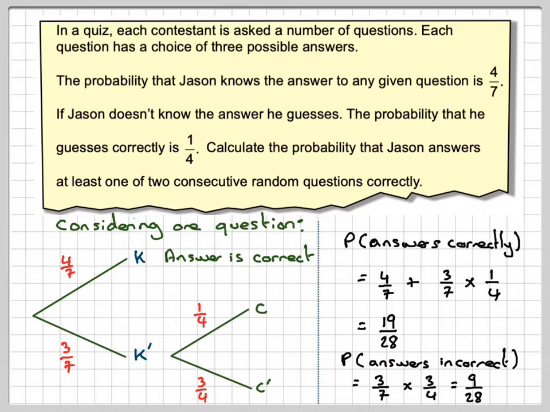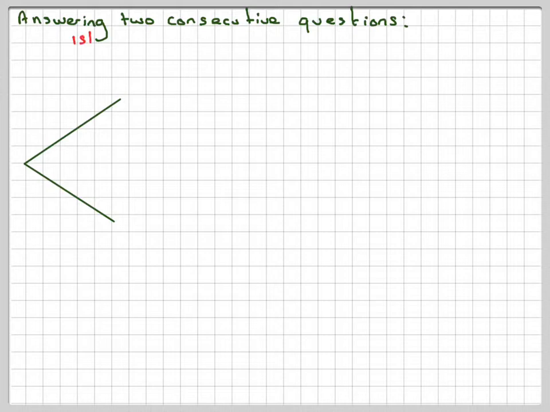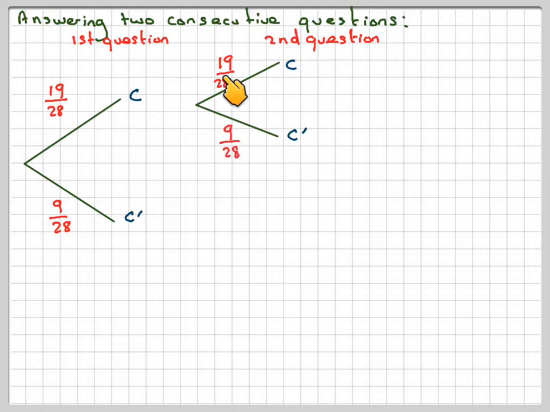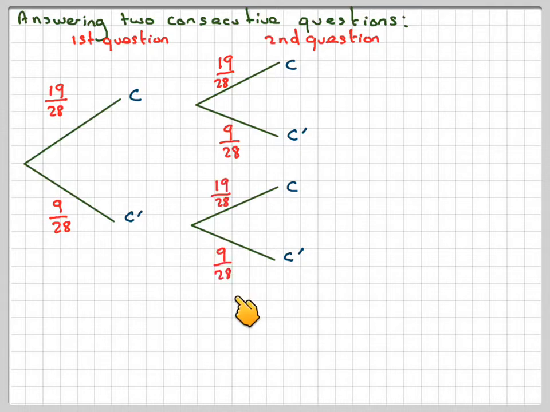But now if we consider answering 2 consecutive questions, he could get the first question correct or incorrect. If it's correct, it's 19 out of 28. If it's incorrect, it will be 9 out of 28. Having got the first question correct, the second question you can get correct or incorrect. And again, the probabilities are the same, 19 out of 28, 9 out of 28. If you got the first one incorrect, then he can still get the second one correct or incorrect. So it's going to be 19 out of 28 over 9/28.